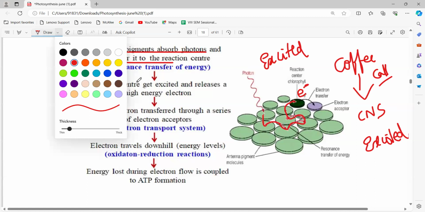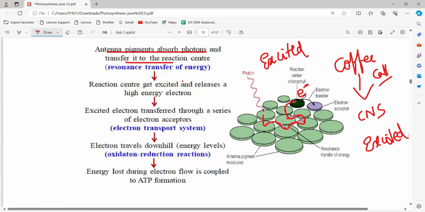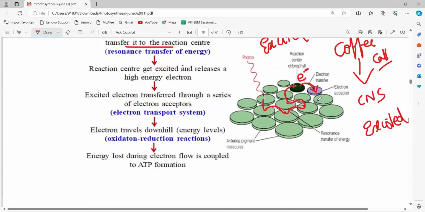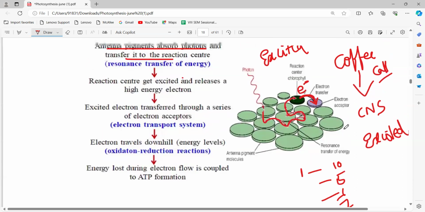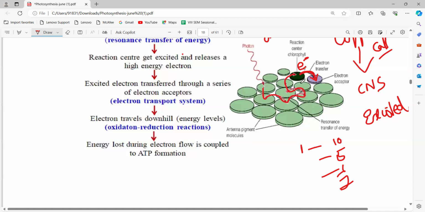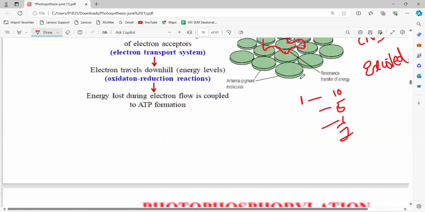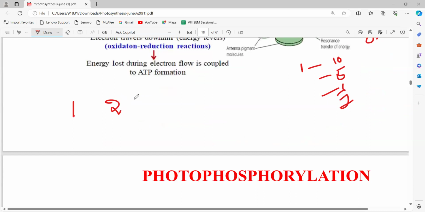Now remember my words, that excited electron is accepted by several electron acceptors. No point in getting confused. That particular electron is accepted by several electron acceptors. Don't think that only one electron acceptor is present. It starts with one. Sometimes it contains 10, sometimes 5, 6, 7, depending on the type of the photosystem. Now, this is the most important. Let's consider this is the first electron acceptor, second, third, fourth, fifth, sixth, and so on.